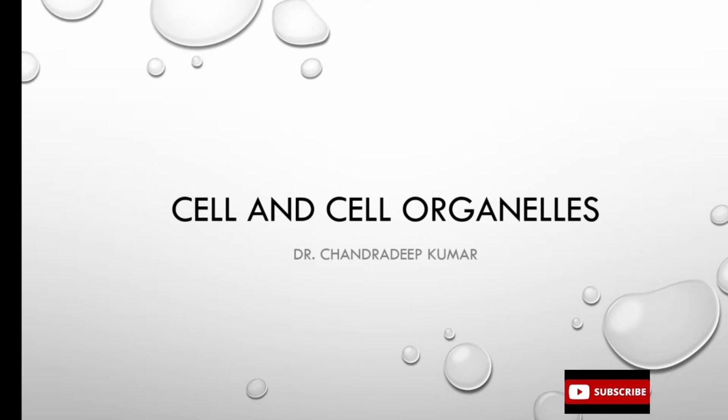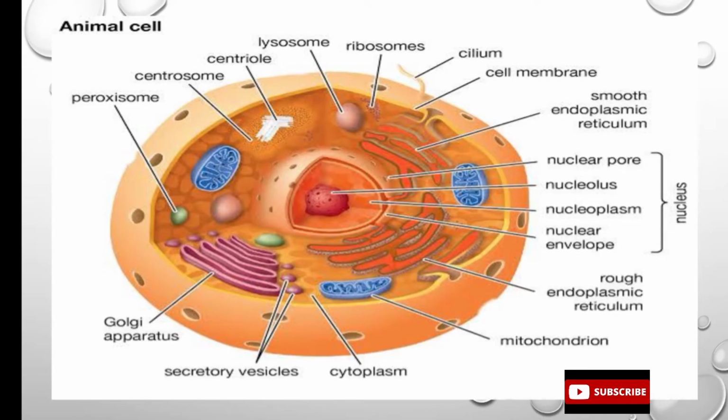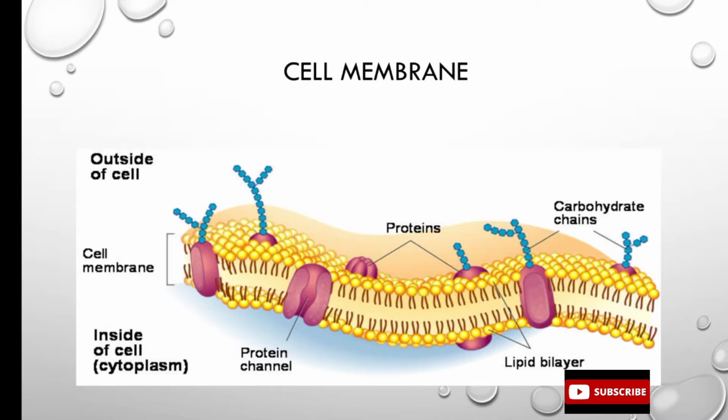Okay, first time discovered by Leeuwenhoek. He called it as animalcule. Okay, so animal cell we see. This is a 3D picture of the cell in the electron microscope. So you can see here is the cilium, ribosomes, lysosomes, centriole, centrosomes, Golgi apparatus, secretory vesicles, cytoplasm, mitochondria, endoplasmic reticulum. Then there is nucleus. Nucleus comprises of nuclear pore, okay, nucleolus, nucleoplasm, and nuclear envelope. So we will be seeing every part of it in detail now.